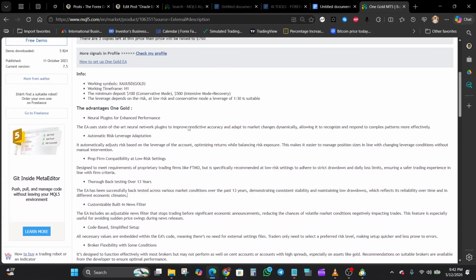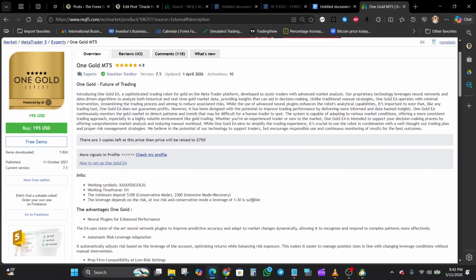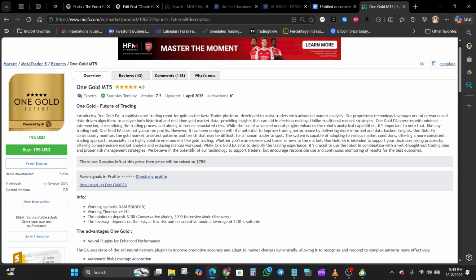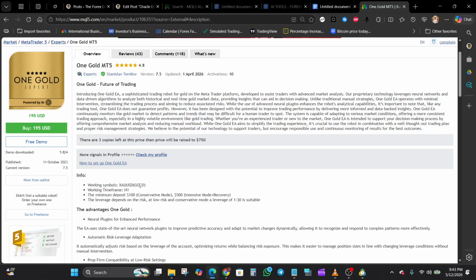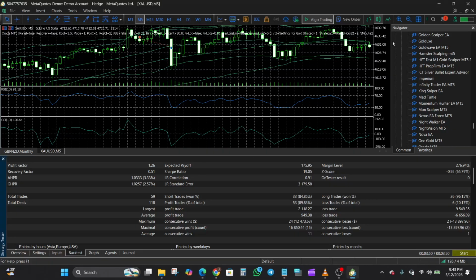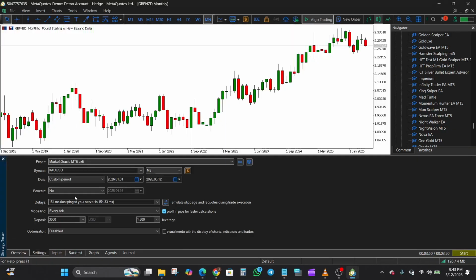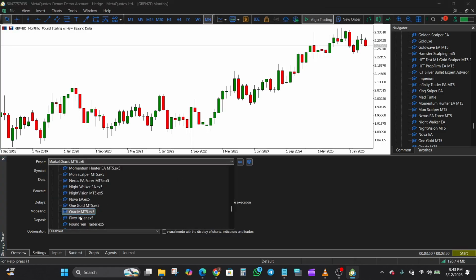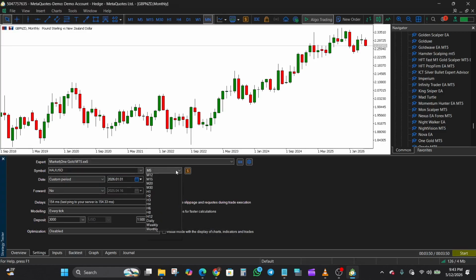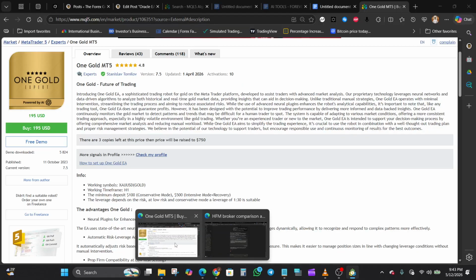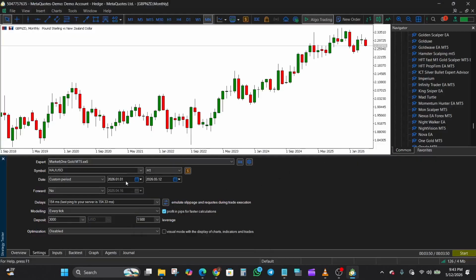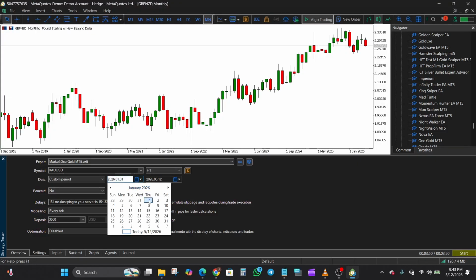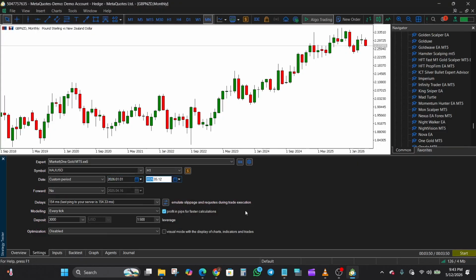So we are just going to be going to the strategy tester right now for MT5, and we are going to be testing the One Gold EA on the recommended currency pair, which is XAUUSD, and on the recommended time frame, which is H1. Okay, so heading over here now. Let's just select the One Gold EA, XAUUSD, H1 time frame as recommended, and we are going to be testing from the beginning of this year, 1st January 2026 till date, so that we can get reasonable data for the backtesting.